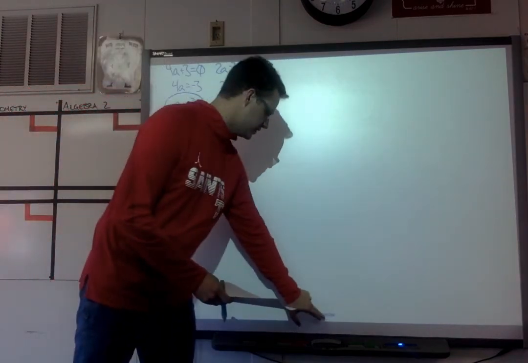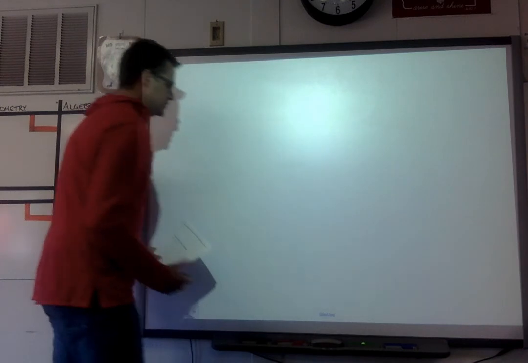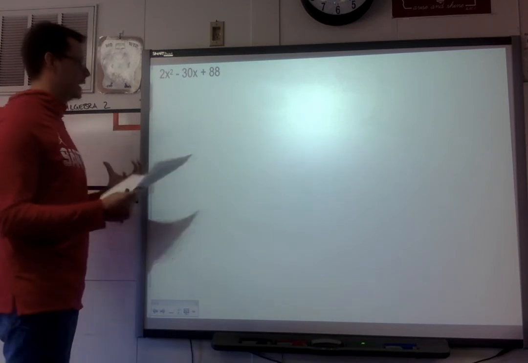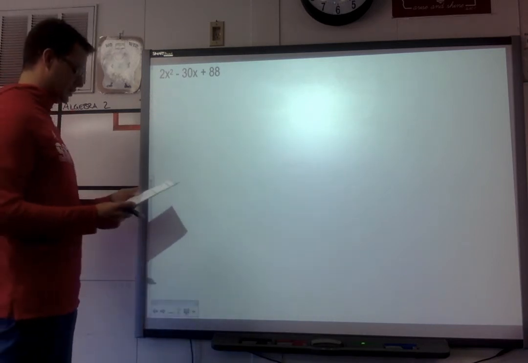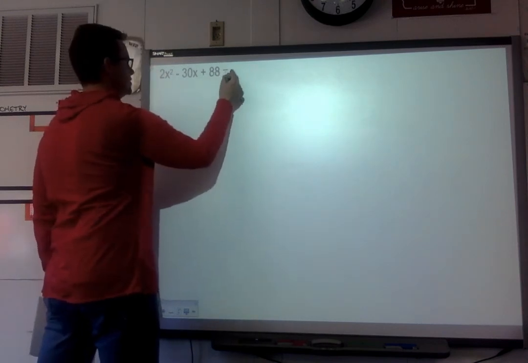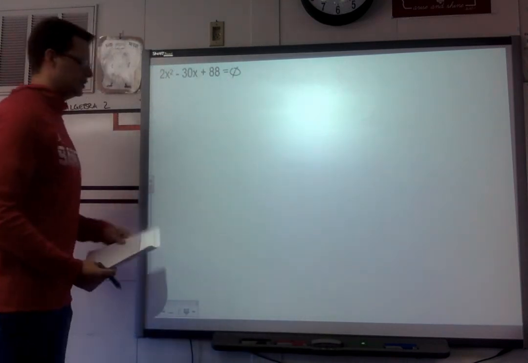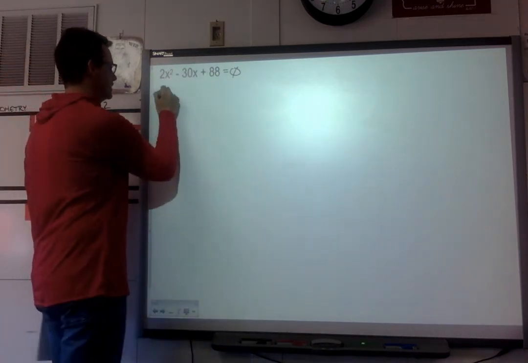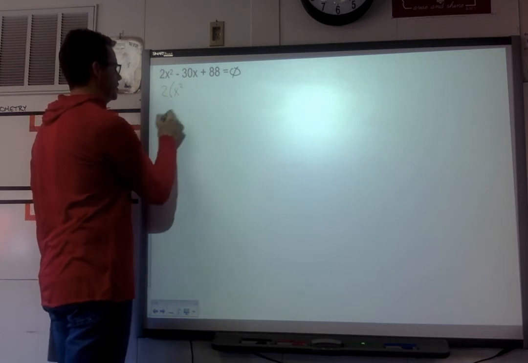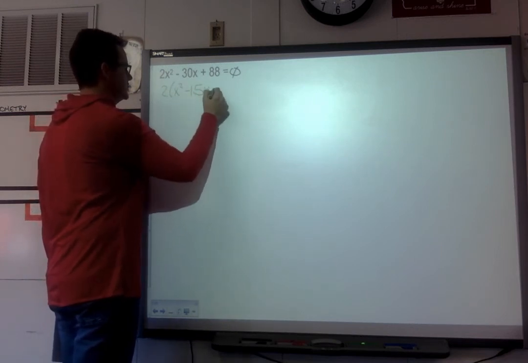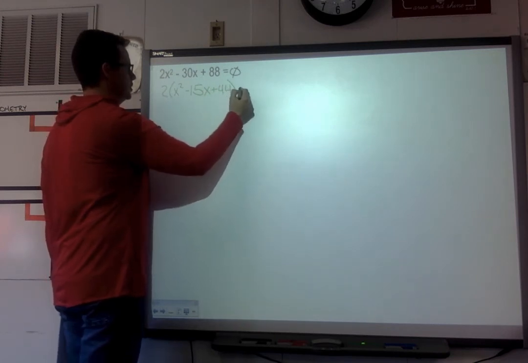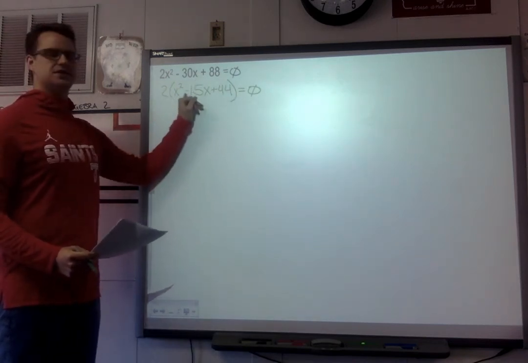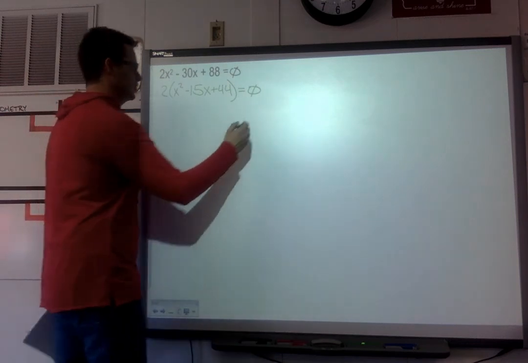So let's do one more of these. I'm going to do this one the same way, where I'm going to work the grouping and the x method together. So the first thing I want to do, this should be set equal to 0. The first thing I want to do is figure out, is there a common factor that I can take out of every term here? In this case, I can take 2 out, and that would leave me with x squared minus 15x plus 44 equals 0. So now I've got this down to a trinomial with smaller numbers that are easier to work with.